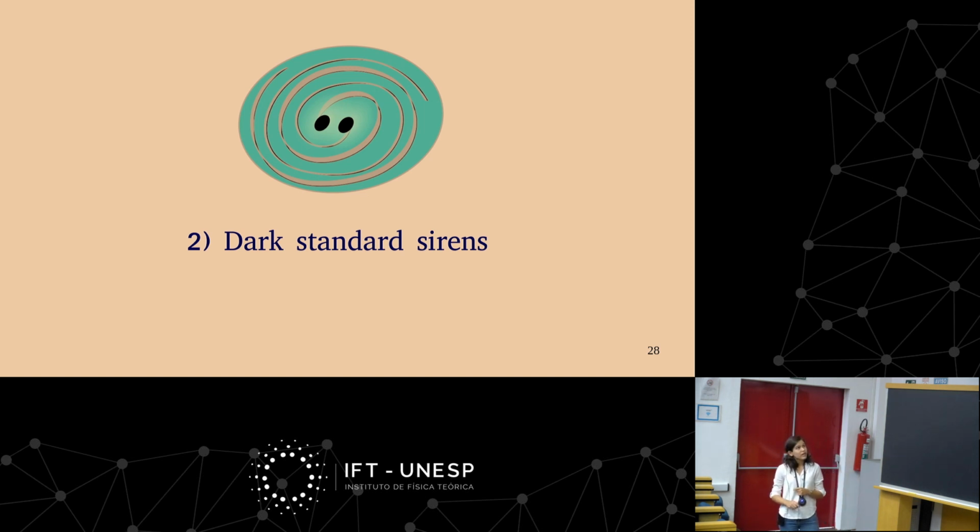But what happens when you can see the binary black holes individually, but we can only detect the gravitational wave that they emit? So we don't see anything else, don't see any photons, in particular. So these are called the dark sirens. And the question here is whether we can do cosmology with them.